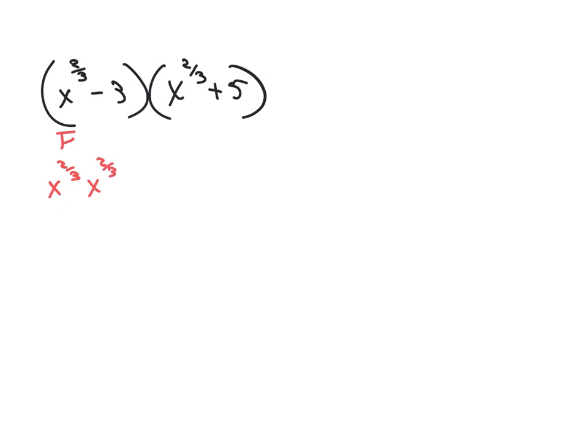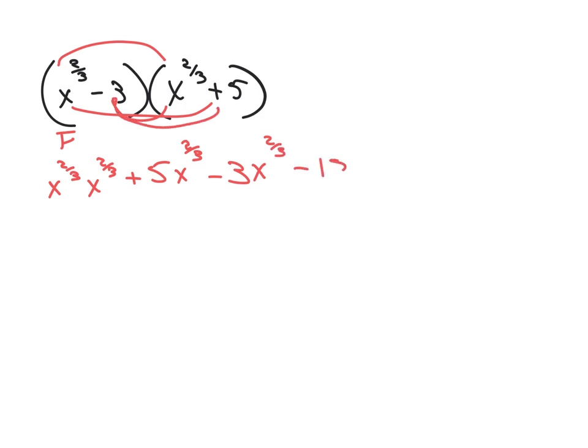Again, we're leaving things as is. So we multiplied our first. Now we're going to do our outside. Plus 5x to the 2/3. Then we're going to do our inside. Minus 3x to the 2/3. And then we're going to do our last. Minus 15.